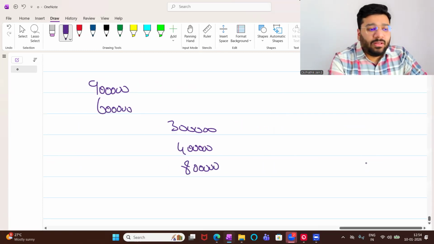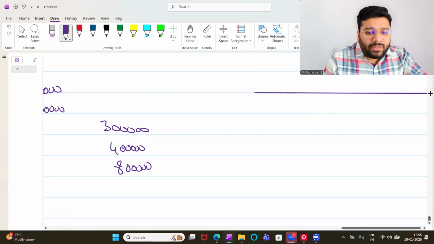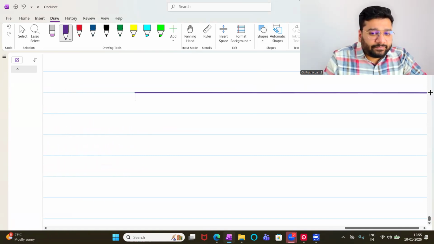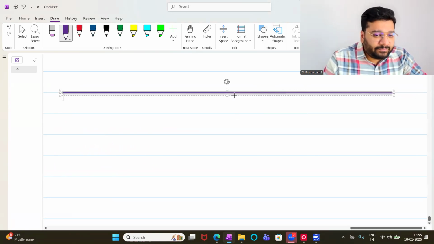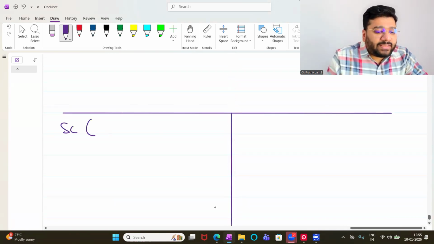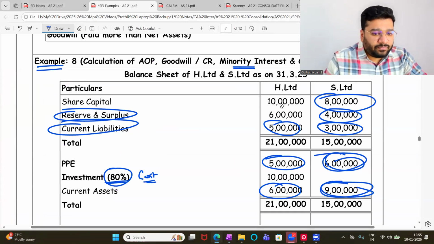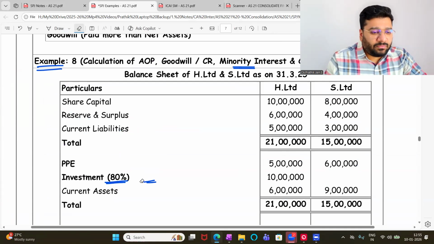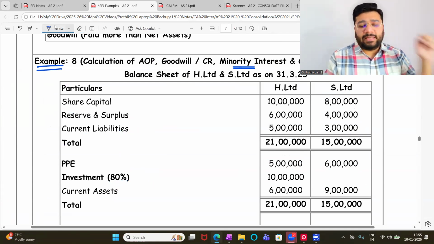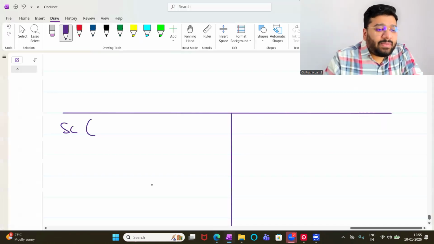Any problem? After this journal entry, can you please tell me how my balance sheet looks like after this journal entry? Wait, I'll do the old format, that is easy to understand. Share capital of H Limited, how much? Can somebody take a photo of this and keep it with you? Then if I ask you, you can tell me instantly. Done? Okay. Tell me capital of H Limited.